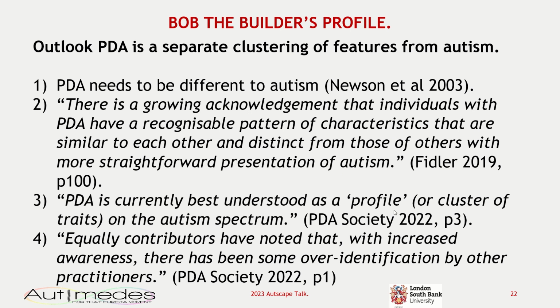So this is from what the PDA Society claims to be clinical guidance. I just think it's a highly biased research report. PDA is currently best understood as a profile or cluster of traits on the autism spectrum. So this is meant to be a cluster of features that's separate from other people within it. This document also claims that PDA is being over-diagnosed, but the implication of that is that there's a bunch of non-proper PDA diagnoses, or PDA diagnoses that do not conform to the PDA profile of autism, which is what they mean by that.